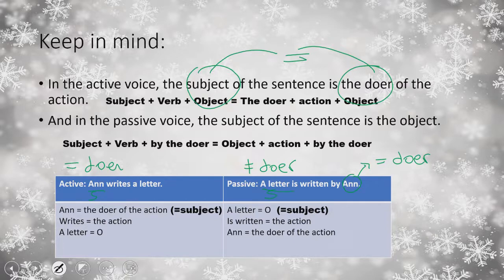This is the difference between the active voice and the passive voice. In the active voice, the subject is at the same time the doer of the action, but in the passive voice, the subject, it is not the doer of the action, but it is the object only.